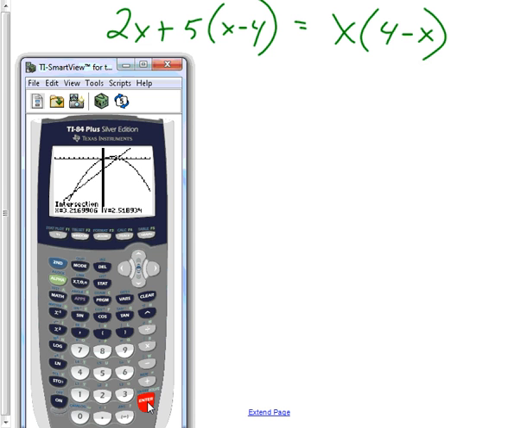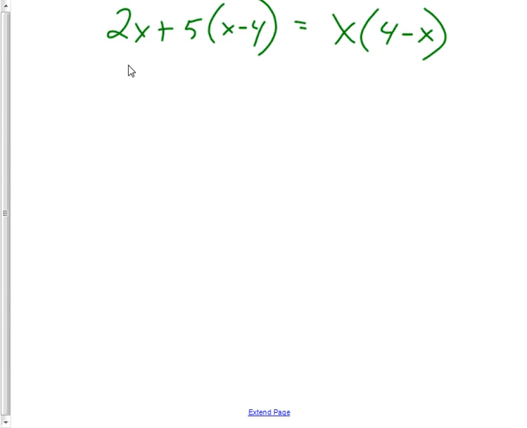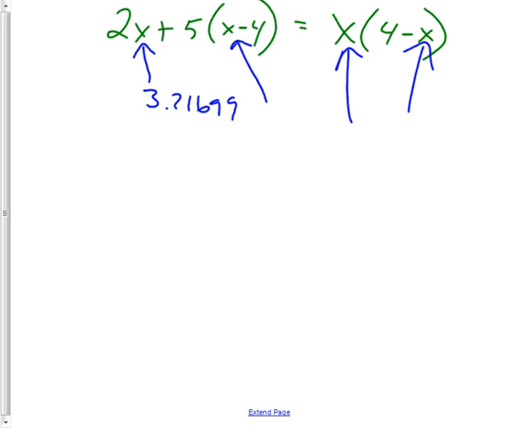If you were to take the time and plug in 3.21699 into this, and that, and that, and that, it would work. No, it would take forever. Okay, anyway, I was trying to show you something I think is kind of cool, that you could solve equations by graphing both sides. Why am I showing you that?